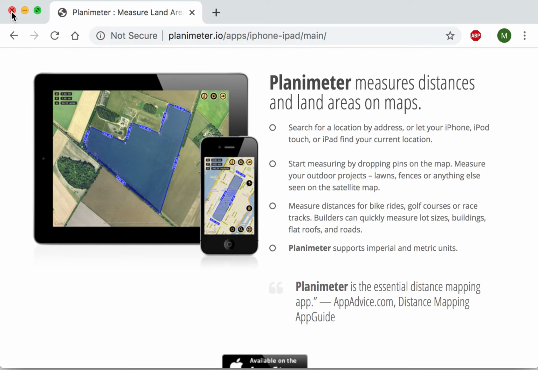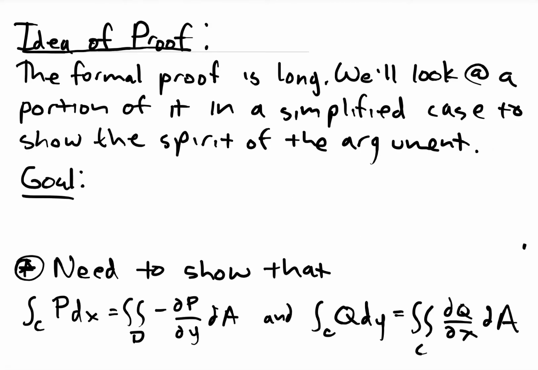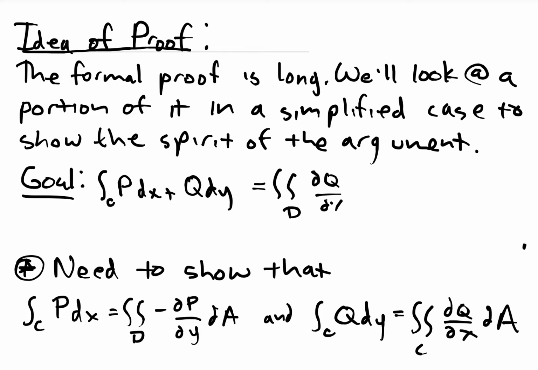Now, with that all out of the way, why the hell does this work? Right? I just dropped this formula on you guys here. So my ultimate goal here is, again, that if I've got this line integral, p dx plus q dy, I want to show that this could be represented as this double integral, dq dx minus dp dy.